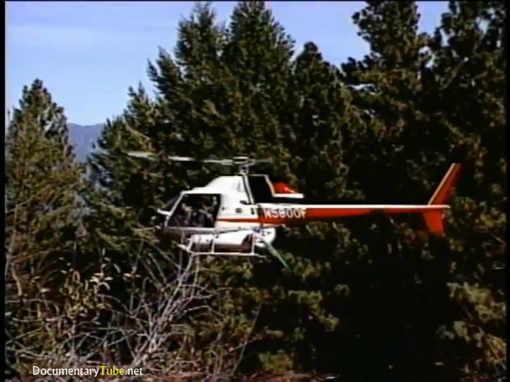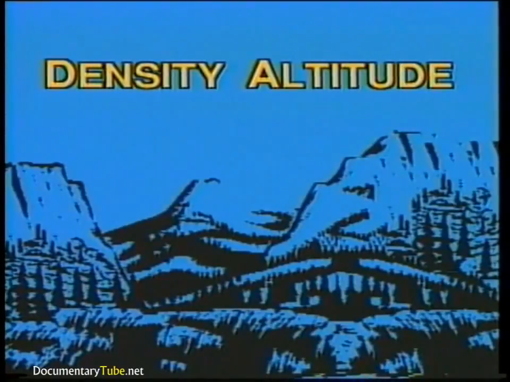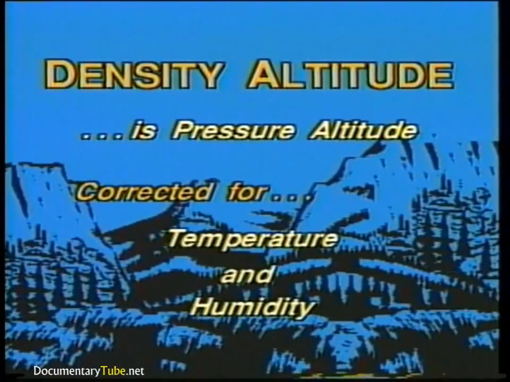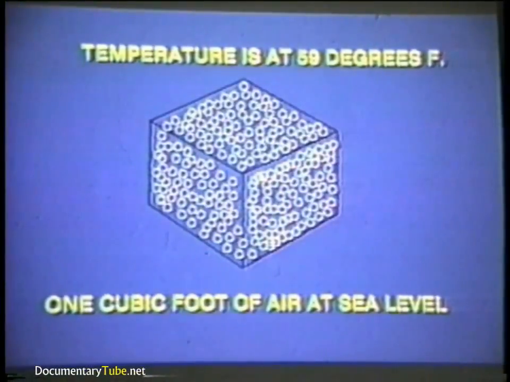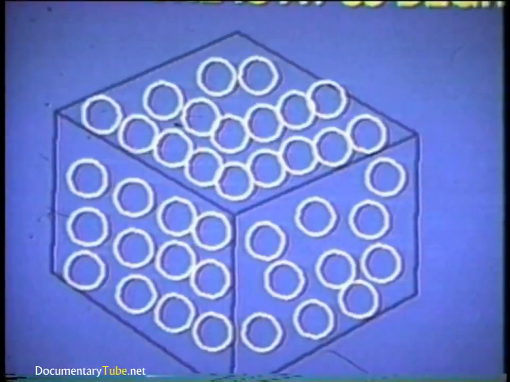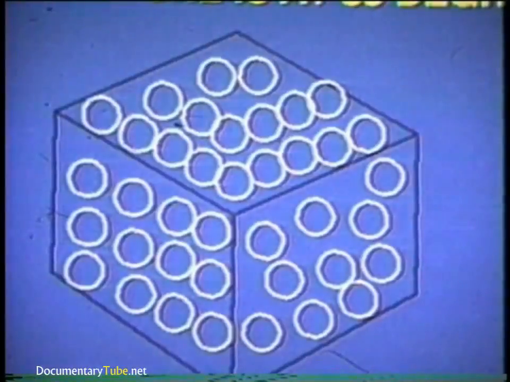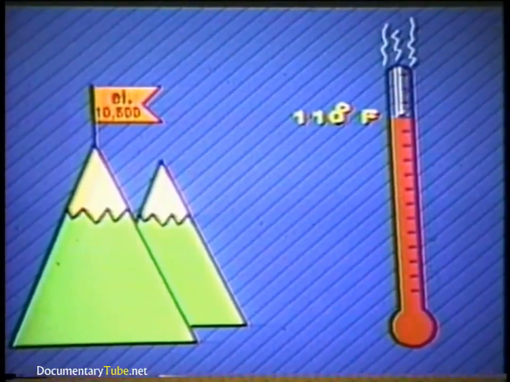Now let's talk about density altitude and its effect on aircraft performance. Density altitude, by definition, is pressure altitude, or elevation, corrected for temperature and humidity. Air is said to be thin at higher elevations. That is, there are fewer air molecules per cubic foot at 10,000 feet than there are at sea level. Also, as air is heated, it expands, and you can get fewer molecules of warm air in 1 cubic foot than you can cool air. In effect, warm air is also thin.